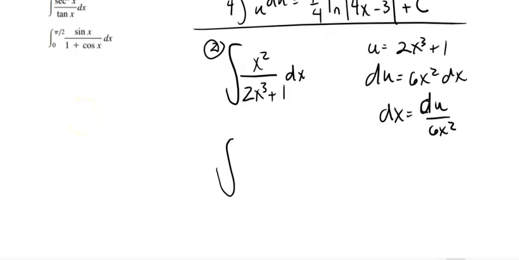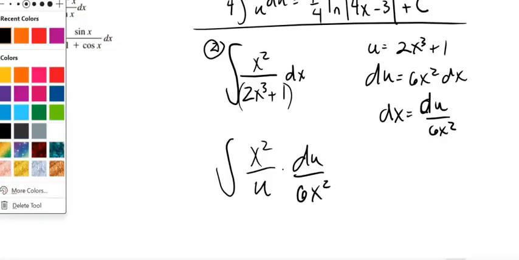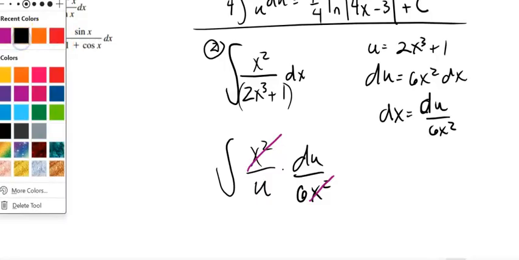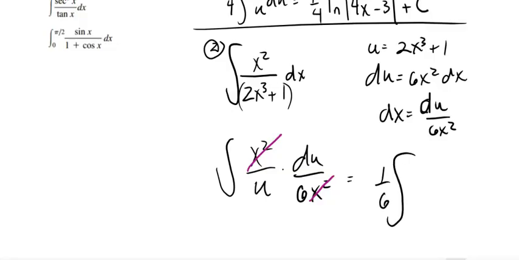I called this u, so it's x squared over u, and then dx is this thing, and then you should always get the cancellation you're looking for. In all cases, it should get rid of my x's. So this helps me with what constant I need out there. So I got 1 over u du, and then I can integrate, and I get 1/6 times the natural log of u plus c, where u is 2x cubed plus 1.